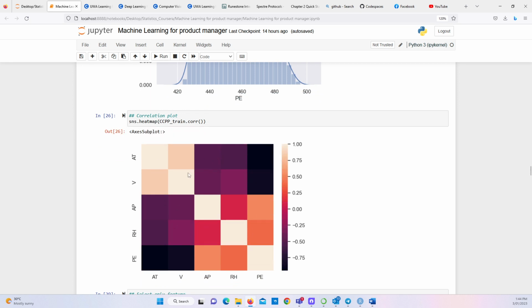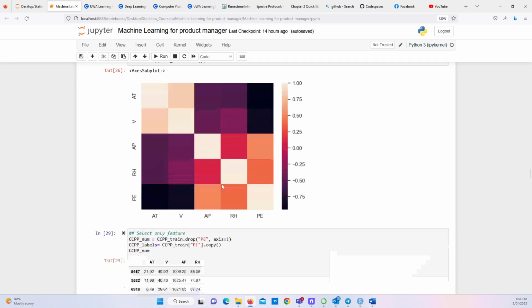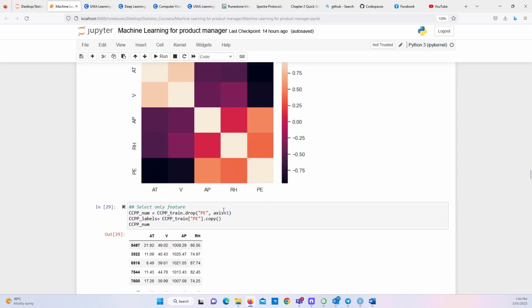Or you can do a heat map, but it's just the same thing, just a different interpretation. I'm not going to explain this. So what I do next is, with the training set, I want to drop the PE variable, so I get only the predictor variables. And the label, which is PE, I just keep PE. So we set aside predictors and outcome, right?